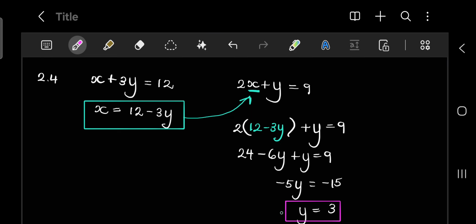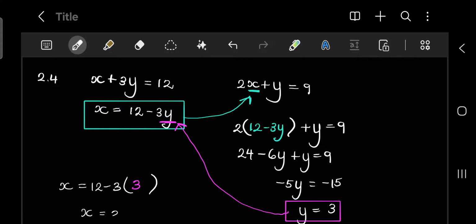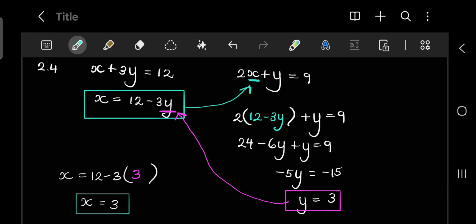And now that we know what y is, we're going to take that value and substitute into the previous equation. Doing so, here's what we get. x is equal to 12 minus 3 into 3. And remember, you're always substituting into a bracket. That is going to be 12 minus 9, which is 3. And that is your x value. So we have solved simultaneously, and simultaneously means at the same time. We've managed to solve for x and y at the same time.